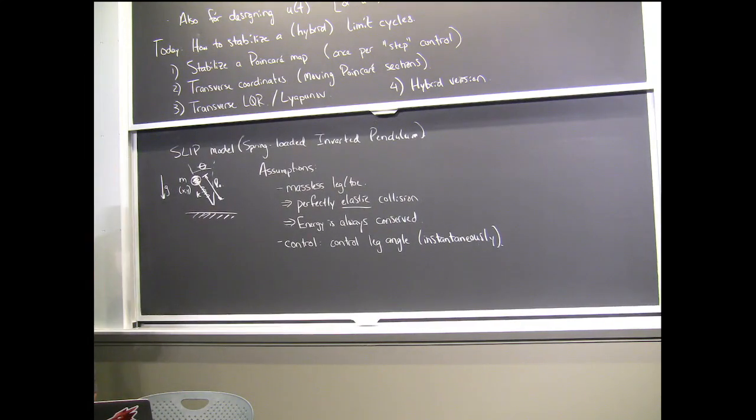So it's still a hybrid system. We write one set of dynamics when it's flying through the air. That's just the ballistic trajectory of the mass, right? It's just mz double dot equals negative mg, right? It's just a flight of a ball because this leg does nothing.